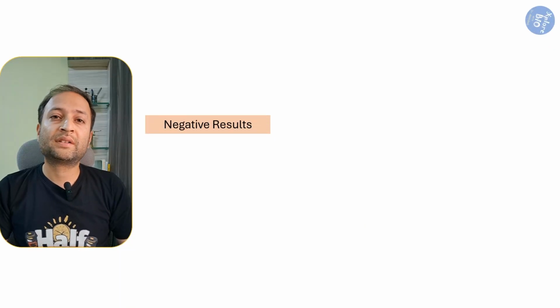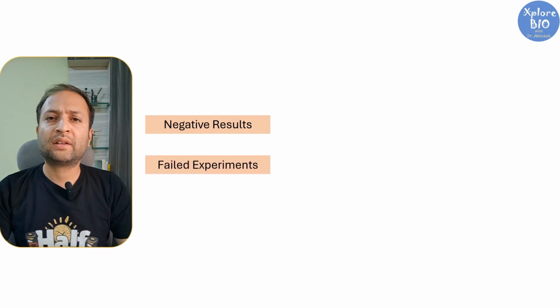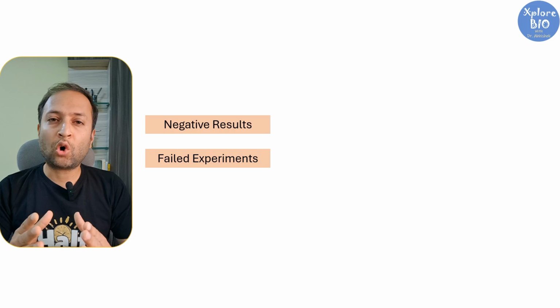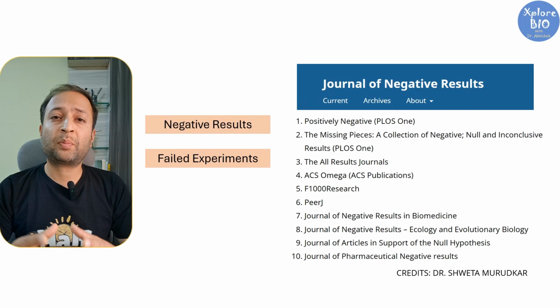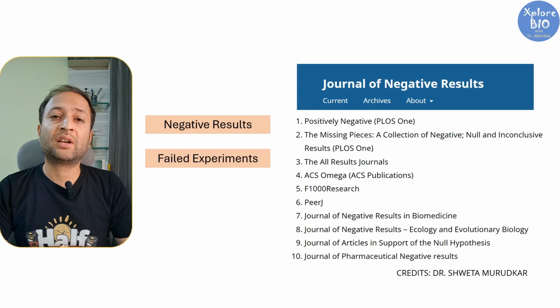Now, often researchers hide negative results because it does not fit their hypothesis. Rather, if something did not work, that is still a result. Being honest about what didn't work can be just as helpful to the scientific community as a successful experiment. Indeed, there are a few journals that specifically publishes the negative results. You can see the list of journals here.